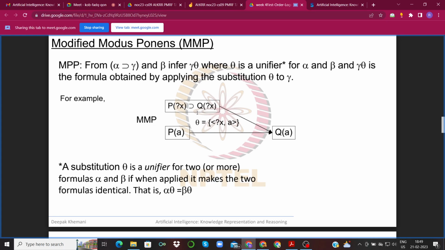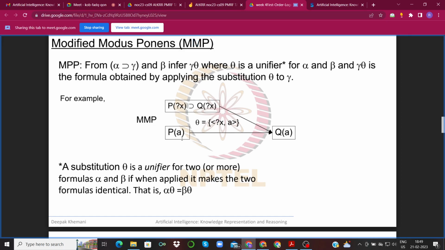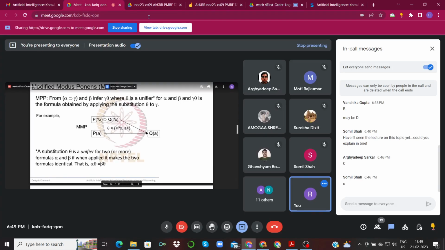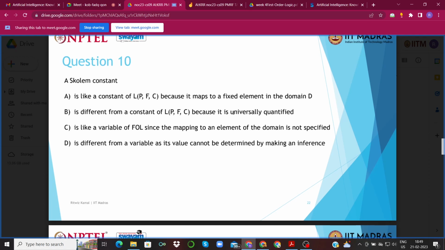We would have done this universal instantiation, which means that since it is true for all X, it would be true for this constant A as well, and hence we deduce QA, right? So instead of that two-step process, modified modus ponens does that in one step itself, by using the concept of unification, substitution. Okay, I guess this is pretty straightforward. Let's move on to the next question.